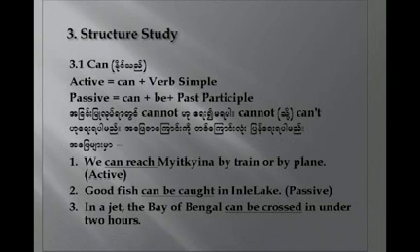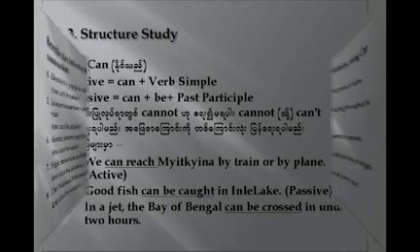3. Structure study. 3.1. Can. Active: can plus base simple. Passive: can be plus past participle. 1. We can reach Myitkyina by train or by plane. Active. 2. Goldfish can be caught in Inle Lake. Passive. 3. In a jet, the Bay of Bengal can be crossed in under 2 hours.